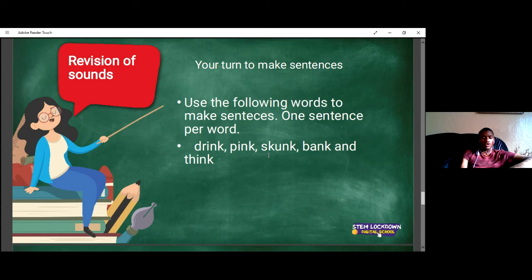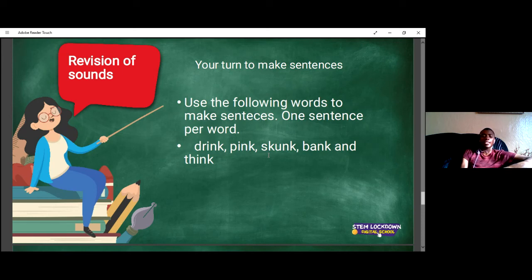So we've got about 20 seconds remaining to write these words. Write a sentence with drink. Write a sentence with pink. Write a sentence with skunk. Write a sentence with think. 5, 4, 3, 2, 1.